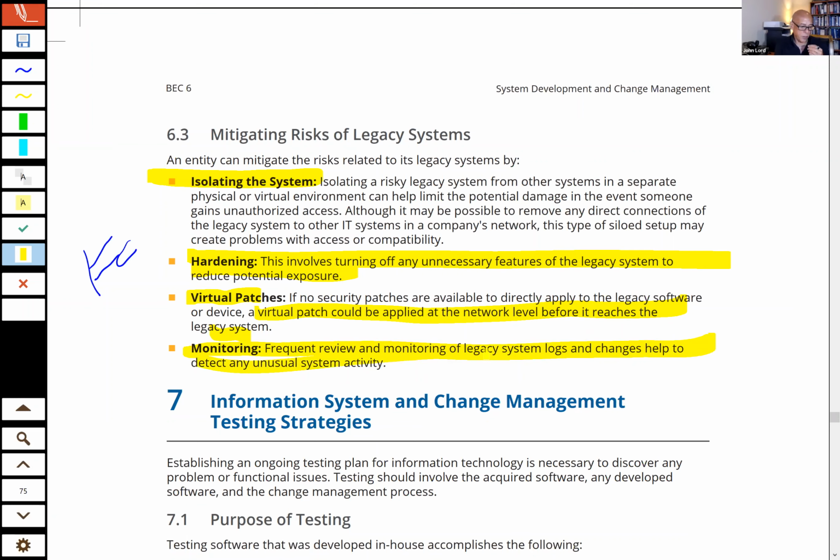So I think you're seeing the pattern here, right? Risks, and different controls, ways of managing, mitigating, whatever word they use, those risks. All right, good.